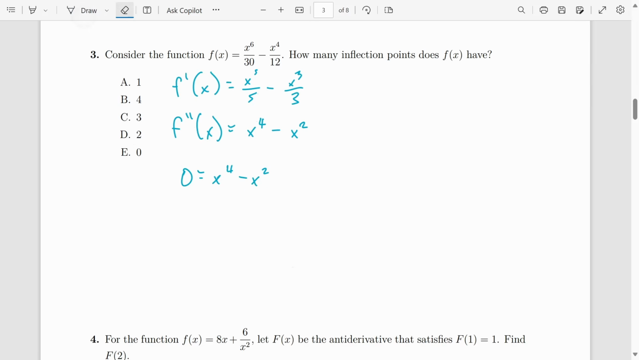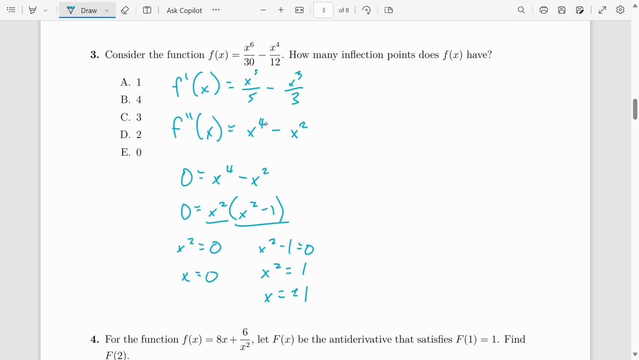So that's going to leave us with 0 equals x squared times x squared minus 1. We can go ahead and split this off into 2 separate equations. So we've got our x squared term equals 0, and our x squared minus 1 term equals 0. Solving both of these independently, the left side is just going to give us x equals 0, and the right side is going to give us x squared equals 1, x equals plus and minus 1.